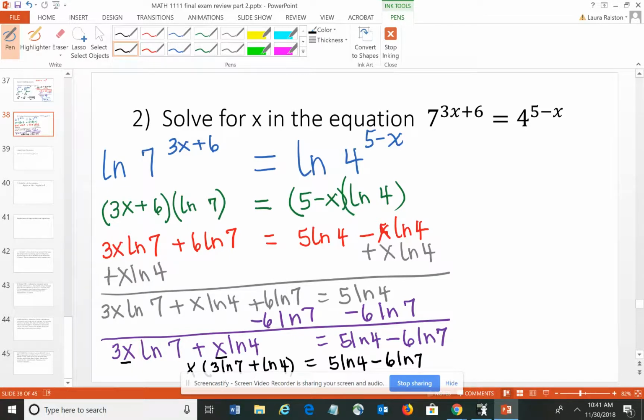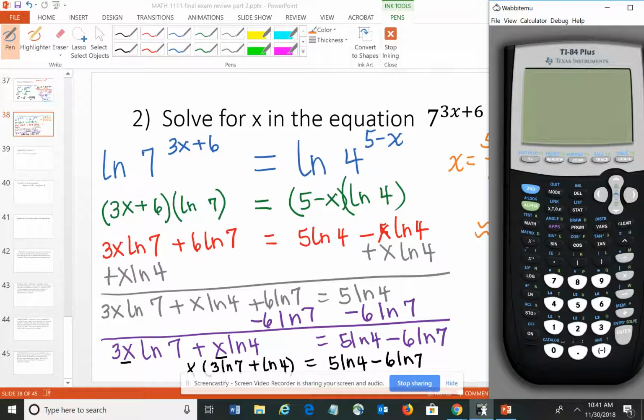So to solve for x, I need to divide both sides by the 3 ln 7 plus ln 4. So we end up with x equals 5 times the natural log of 4 minus 6 natural log 7, all divided by 3 natural log 7 plus natural log 4. Now, if you want to get a decimal approximation, we definitely want to pull out our calculator.